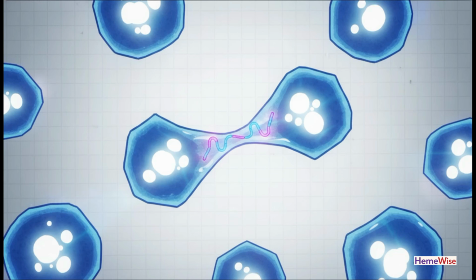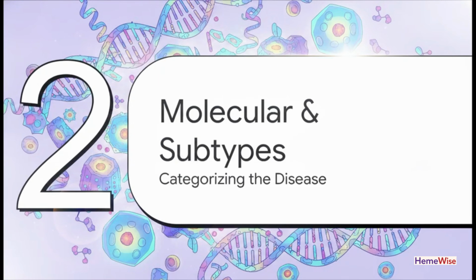And as you'd expect with a tumor growing this fast, almost every single high-power field is going to be packed with numerous mitotic figures and apoptotic bodies driving that rapid turnover. Okay, moving on to categorizing the disease. Let's look at the molecular biology and WHO subtypes.